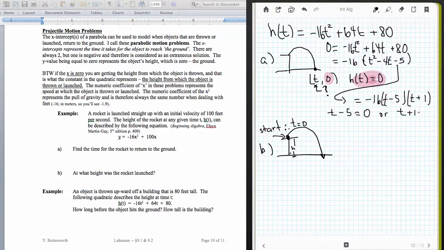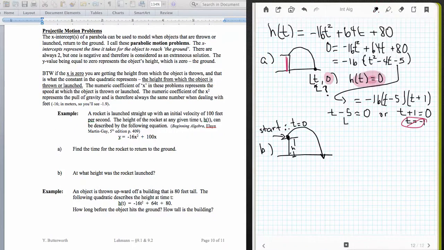And this time around, this one over here, the t plus 1, is going to give me a negative 1. That is what we call an extraneous root. So this one doesn't make any sense. It's accounting for the fact that it was at negative 1 seconds before it was at this height, which doesn't make any sense to us. So we don't care about it.